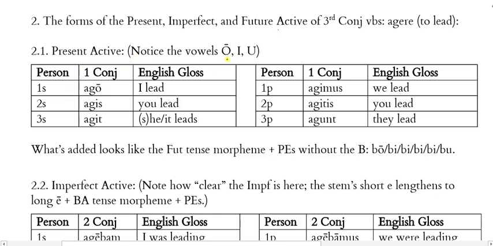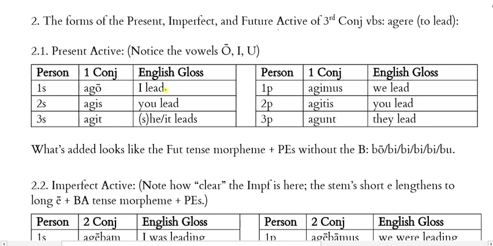So let's start with the present active indicative. And notice that the vowels O, I, and U are going to be prominent here. So you can repeat after me. We're going to go through the singular forms and then the plural ones. So everybody: ago, I lead; agis, you lead; agit, he, she, or it leads; agimus, we lead; agitis, you, y'all lead; and agunt, they lead.